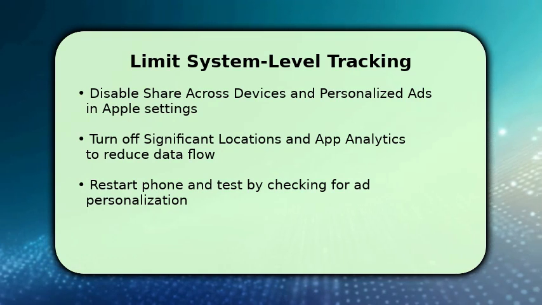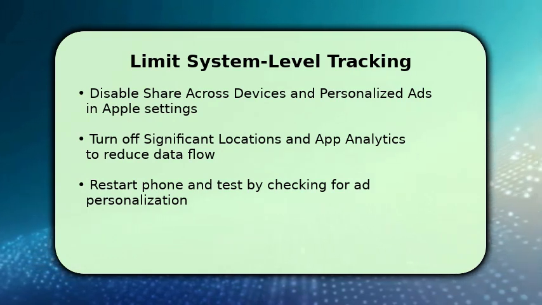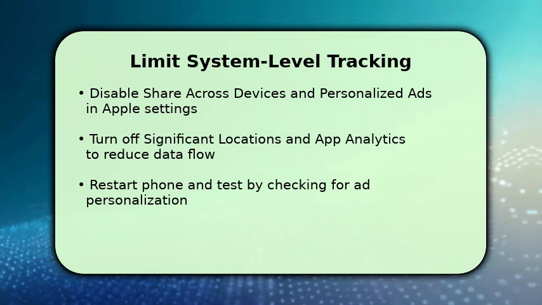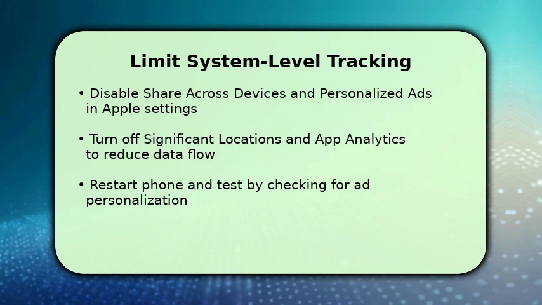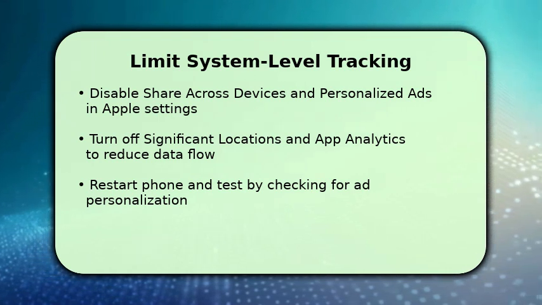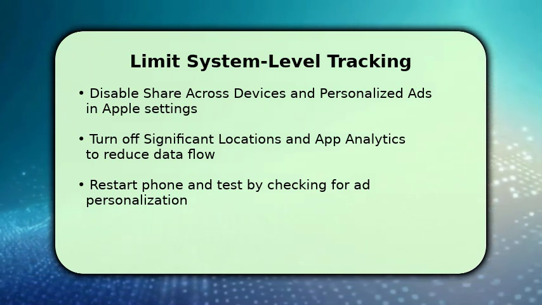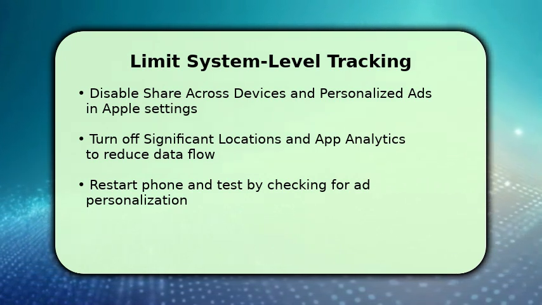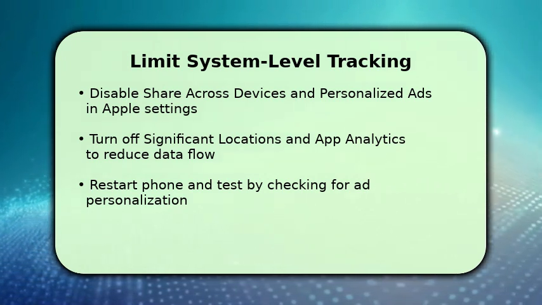You finish by reducing system-level tracking. Go to Settings and disable share across devices, personalized ads, and app analytics so Apple limits data linkage and ad targeting. Once done, also turn off significant locations to stop history-based inferences. Make sure to restart your iPhone so all changes take full effect.